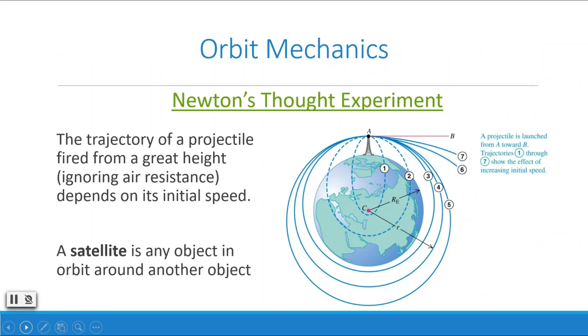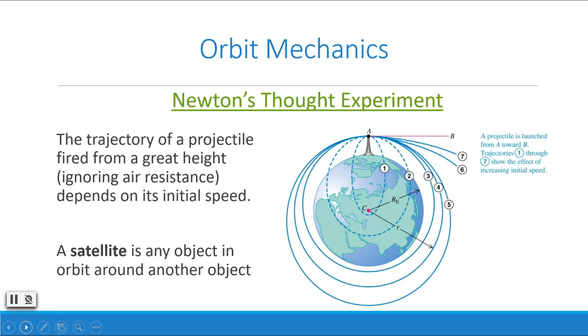So what I want you to do right now is pull up the PowerPoint and watch this video on Newton's thought experiment. It's going to give you a good introduction into how we were able to extrapolate the motions of the planets and satellites without ever having been able to leave the surface of the Earth. This is Newton's, not really the apple, but he used a cannon. So pause the video, pull up the PowerPoint, watch that video, and then come back.